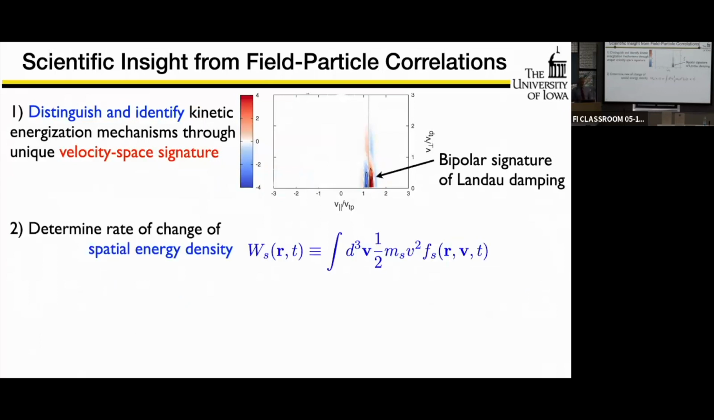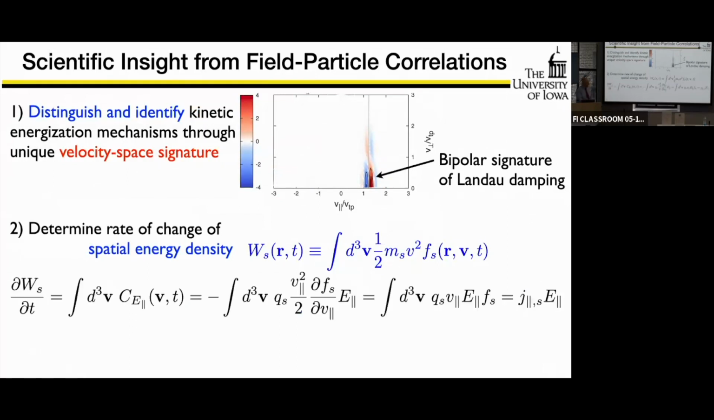And second, we can actually determine the rate of change of the spatial energy density. So if I take this as dW/dt, well, the integrand here is just that field particle correlation. And if I integrate over that velocity space, I can plug in that field particle correlation. I can do an integration by parts here, and I can show that it's equal to that. But q v parallel f integrated over velocity is just the parallel component of that species current density. So this is just J parallel E parallel.